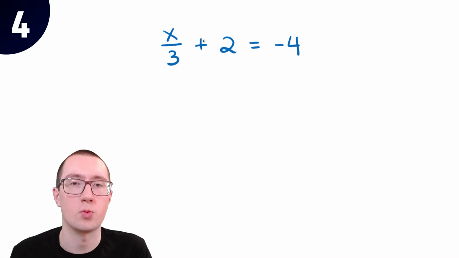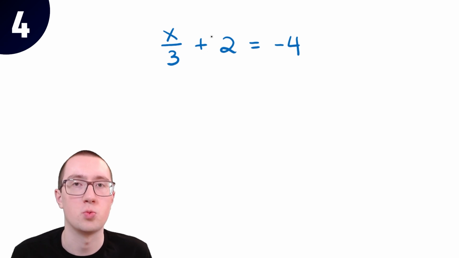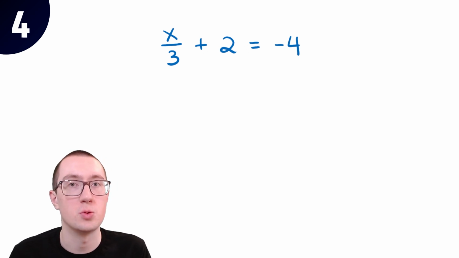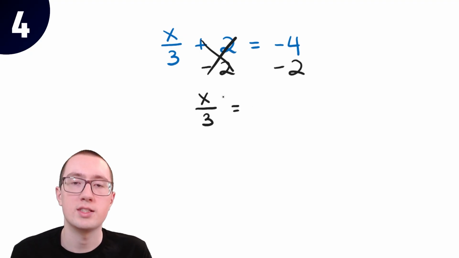So I'm going to start by getting rid of this +2. And the way you do that is with the opposite of plus, which is minus. But remember, you have to do it to both sides. So I'm going to subtract 2 from both sides of the equation. So +2 and -2, those turn into 0, so they cancel out. And on the left, we just have x divided by 3. On the right side of the equal sign, we have -4 -2.